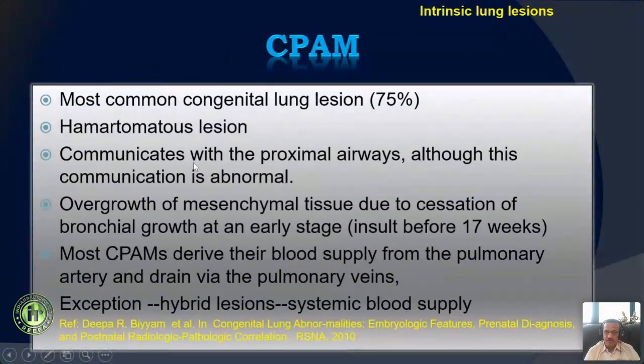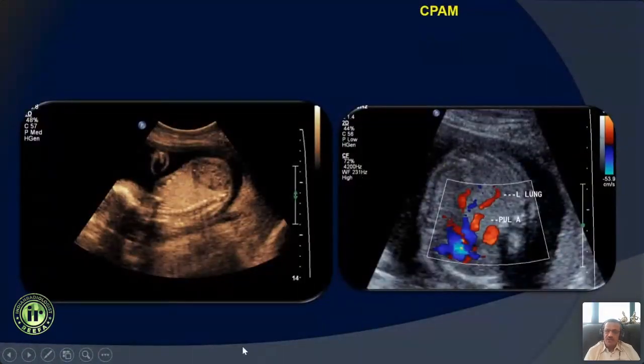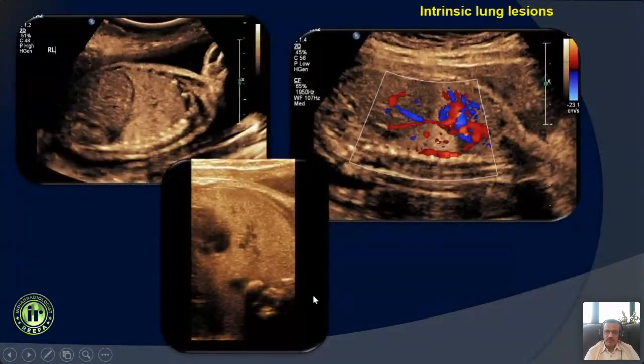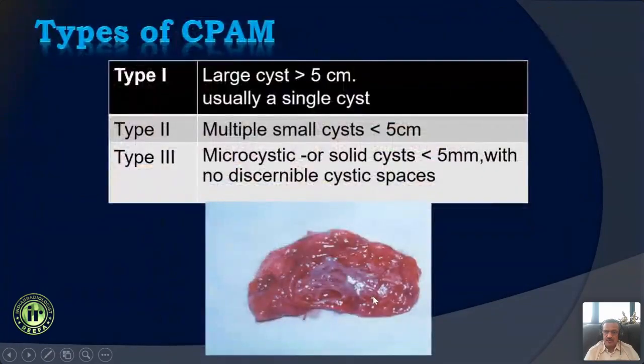And one of the hallmarks of CPAM is that there's a communication with the proximal airways, though of course this communication may be abnormal. And of course, the diagnostic feature of a CPAM is that the blood flow for CPAM comes from the pulmonary artery, and the venous drainage also is from the pulmonary veins. So whenever we see masses like this, here for example, it's filling up one entire lung, and it's very important to look at the blood flow.